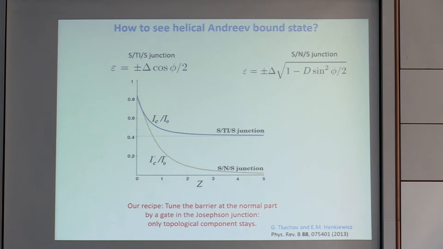I beg your pardon to interrupt you, but you are saying that you plan to tune the Fermi velocity in your system, right? That could be one way. Yeah, and if you do this, this means that you are supposing to go beyond the linear regime of the dispersion of your material, right? I mean, otherwise you cannot change the Fermi velocity.